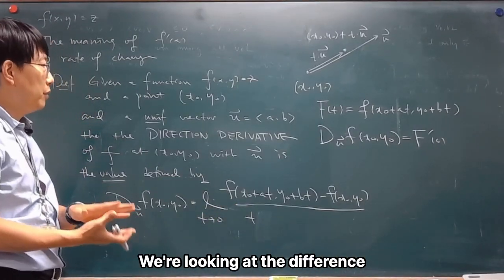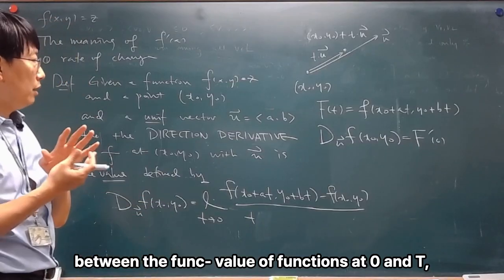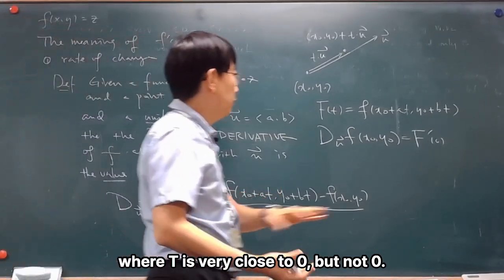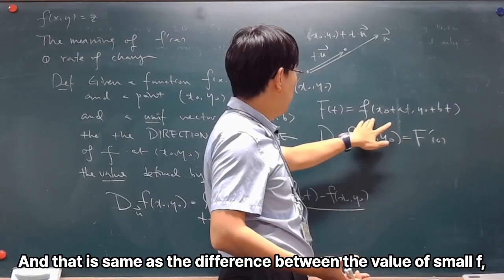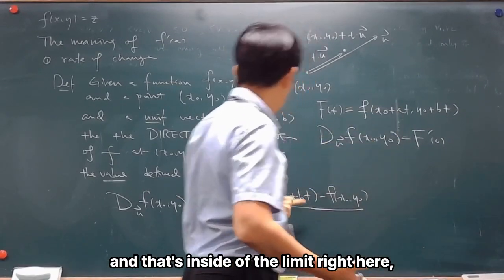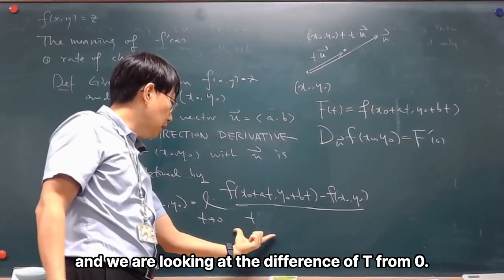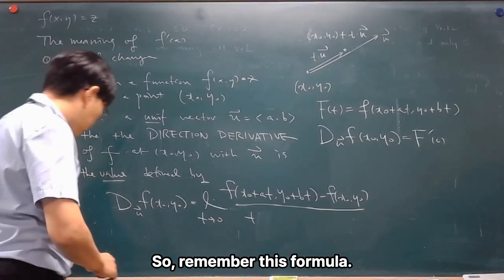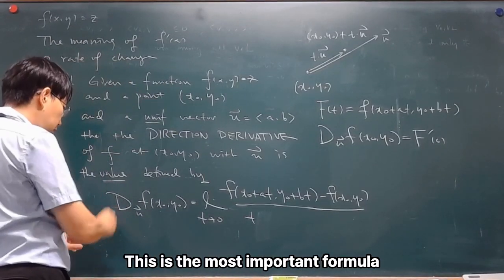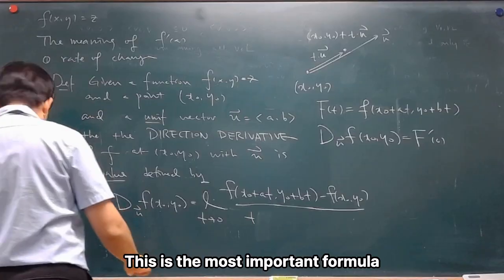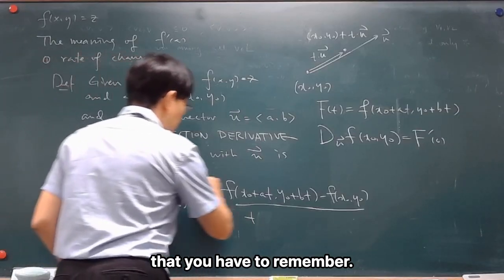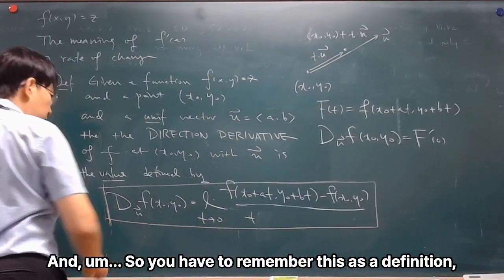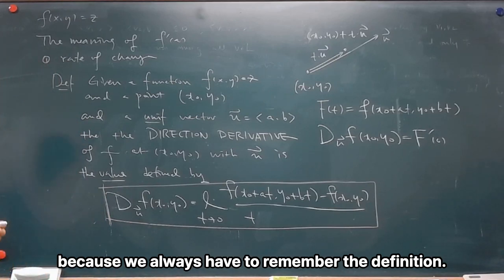We're looking at the difference between the value of the function at 0 and t, where t is very close to 0, but not 0. And that is the same as the difference between the value of small f, inside of the limit right here, and we're looking at the difference of t from 0. So remember this formula. This is the most important formula that you have to remember. You have to remember this as a definition, because you always have to remember the definition.